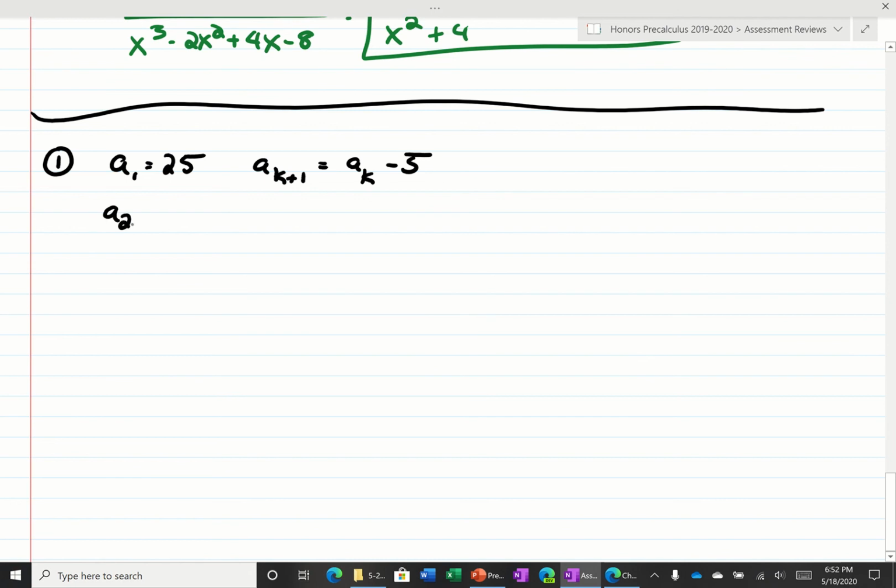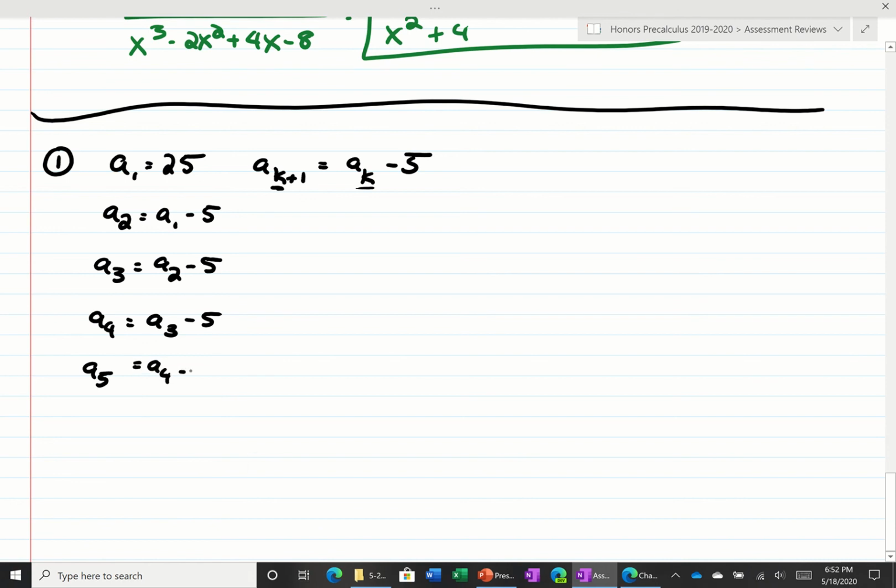we could say is a sub 2 is equal to, so to get 2, k would have to be 1, right? So this would be a sub 1 minus 5. A sub 3 is a sub 2 minus 5. A sub 4 is a sub 3 minus 5, and so on. So it looks like we're just subtracting 5, right? So this would be 20, 15, 10, and 5. The fourth term would be 10.